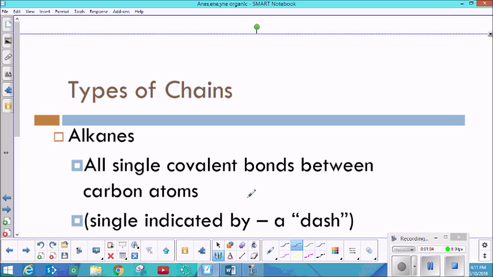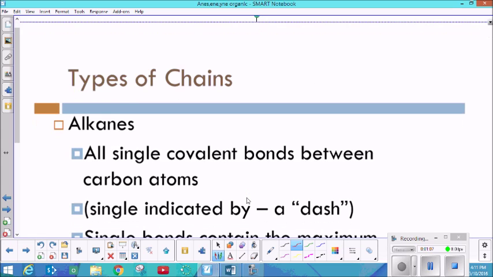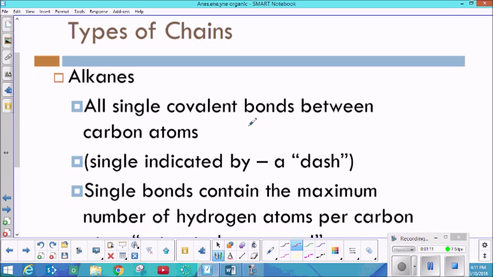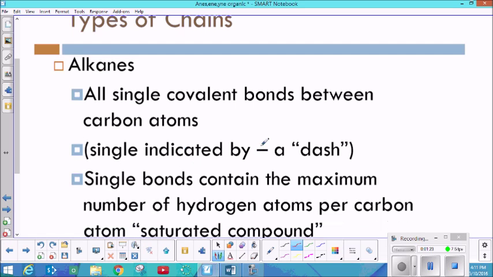There are different types of chains depending on the kinds of bonds. If your carbons are held together with a single covalent bond, just one bond, then you have an alkane, and that's the letter A, alkane. When you have a single bond, we hold the carbons together with a dash. So this is a single bond between two carbons. It's a C, the dash, and another C.